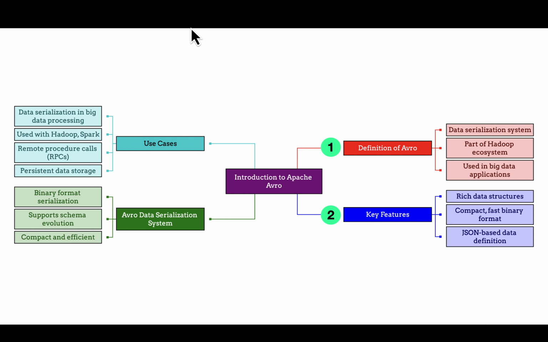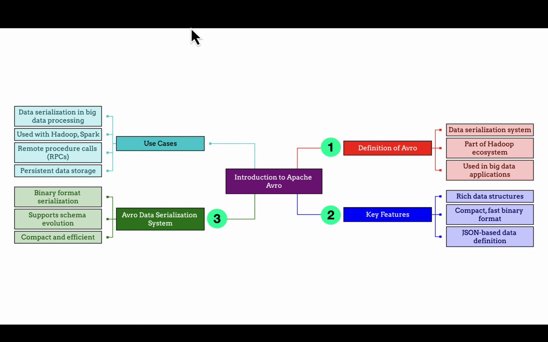2. Key features. Avro is known for its rich data structures, compact, fast binary data format, and integration with a variety of programming languages. It uses JSON to define data types and protocols, and serializes data in a compact binary format.